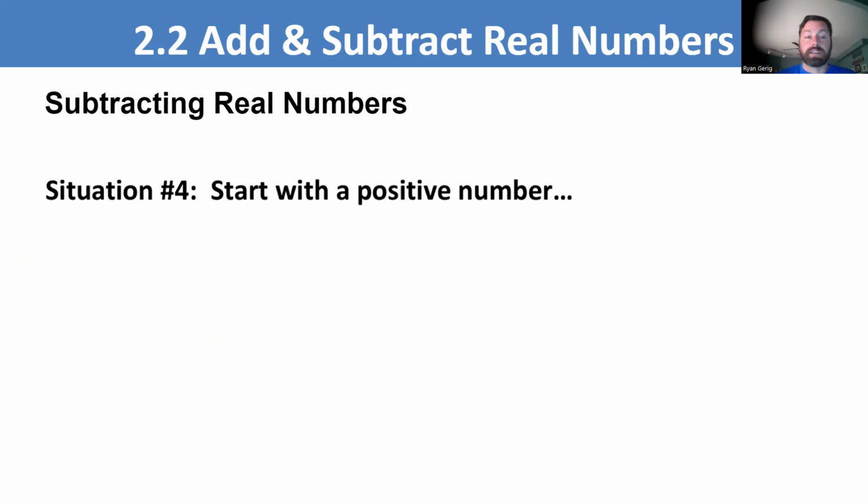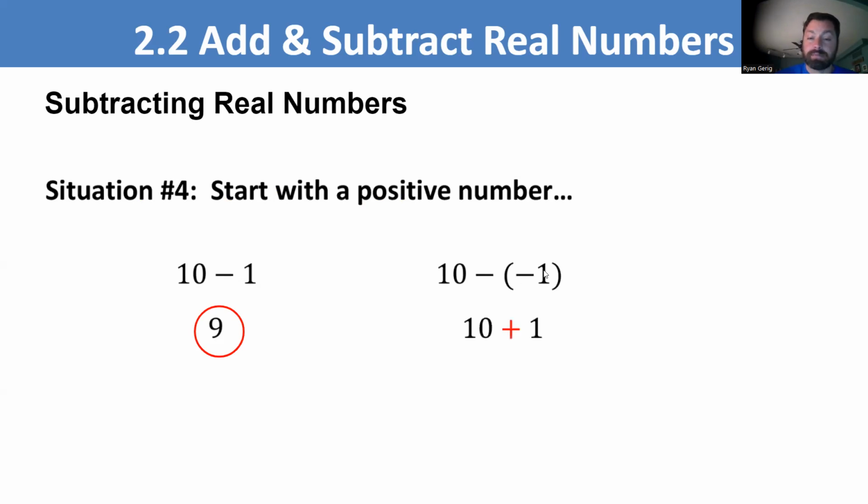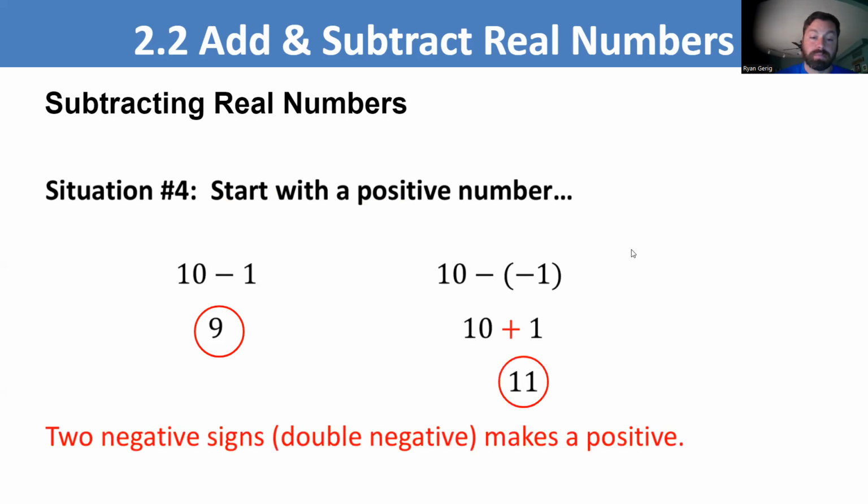All right, now we're going to move on to subtracting real numbers. Let's start with a positive number. That's a very basic problem. You've done that one for a long time. 10 minus 1 is 9. The one that gives people trouble is the next one: 10 minus -1. Think of that minus as like a not. So I am not subtracting. If I'm not subtracting, I'm adding. So 10 plus 1, which gives me 11. Two negative signs back to back makes a positive.